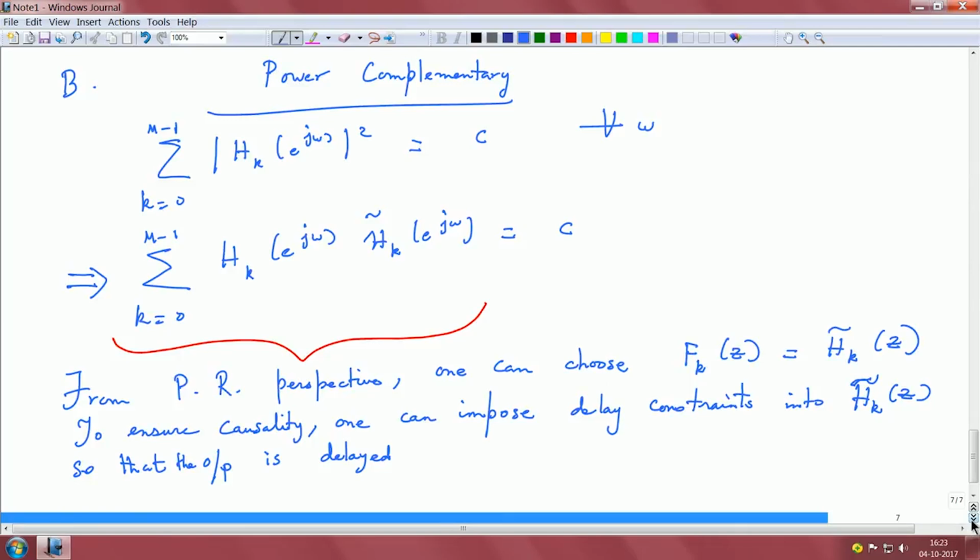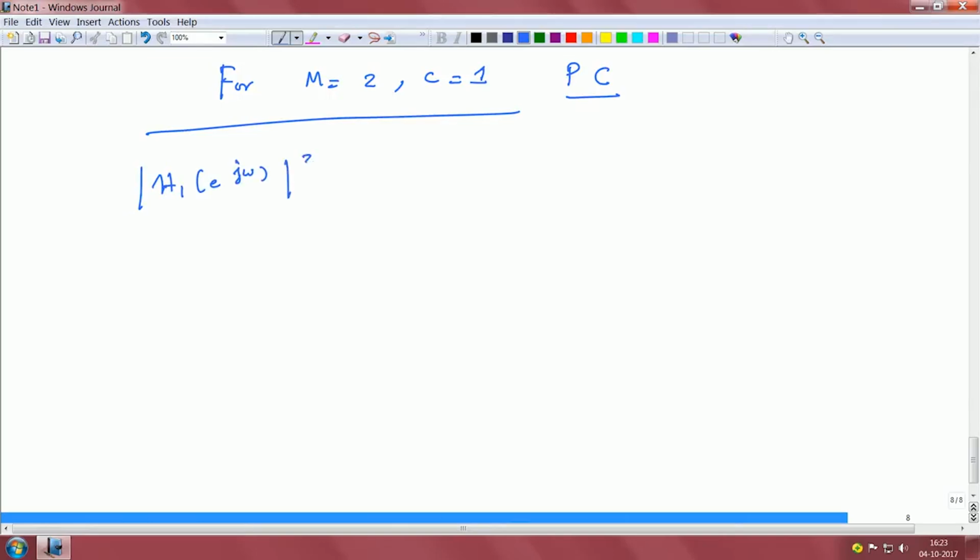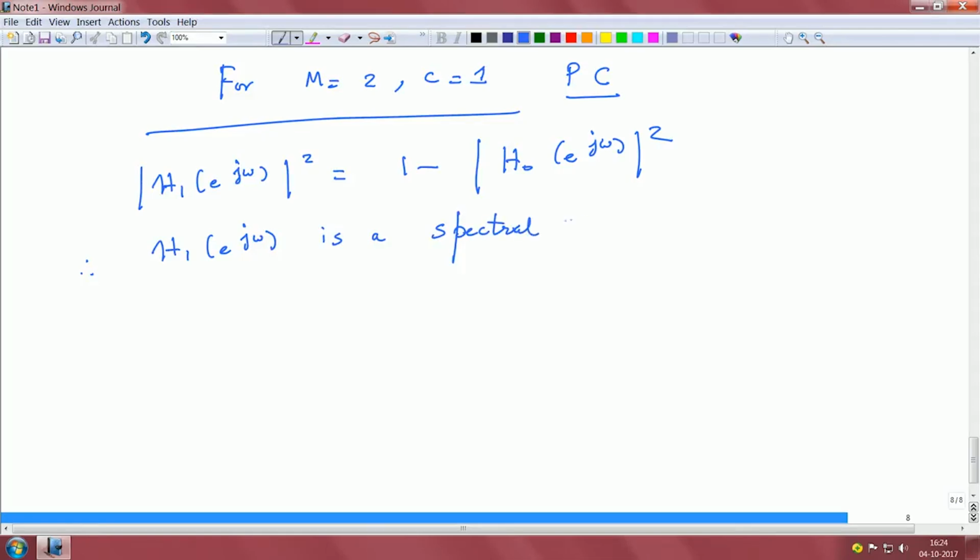Now, let us look at the case for M equals 2, and C equals 1. This is the power complementary case. Modulus of H_1(e^{jω}) squared is 1 minus modulus H_0(e^{jω}) squared. Therefore, H_1(e^{jω}) is a spectral factor of 1 minus modulus H_0(e^{jω}) squared.